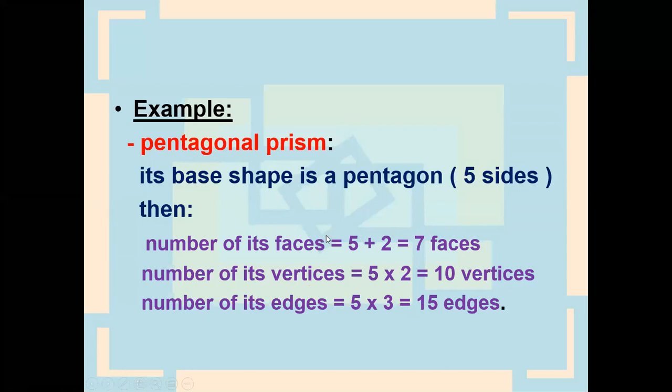For example, if it is a rectangular prism, how many sides in the rectangle? 4, because the rectangle has 4. Okay. To find the number of faces, 4 plus 2 equals 6. To find the number of vertices, 4 multiplied by 2 equals 8. To find the number of edges, 4 multiplied by 3. Again.